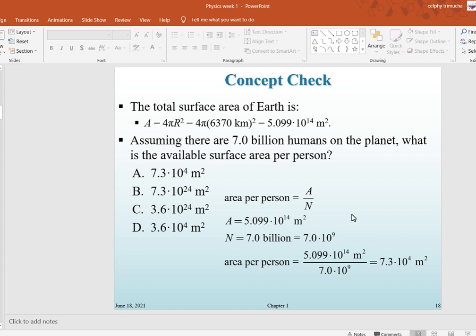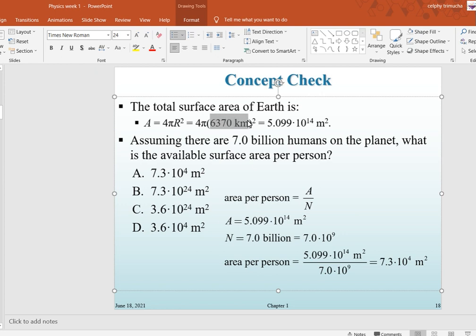Okay, example, we have a problem here and we are given the total surface area of the earth with the formula A is equal to 4 pi r squared. The radius of the earth is 6,370 kilometers. If we square that, that will be 5.099 times 10 raised to 14.